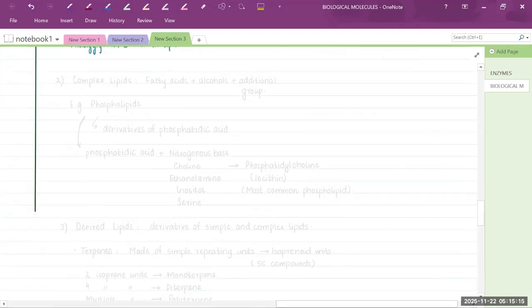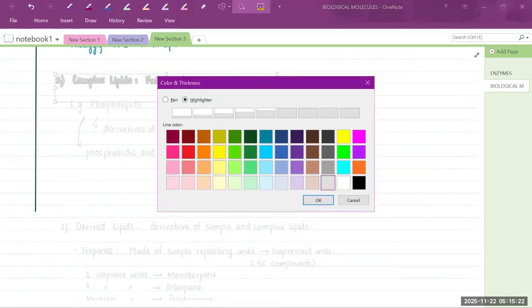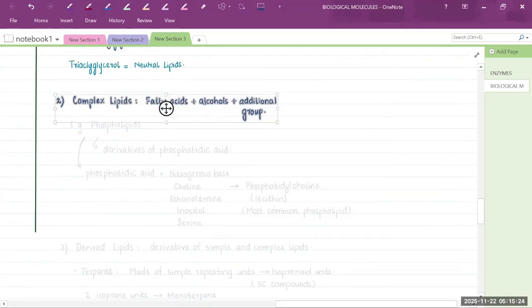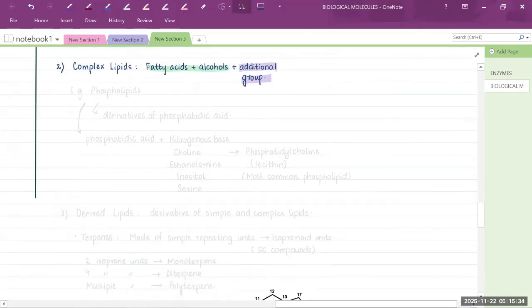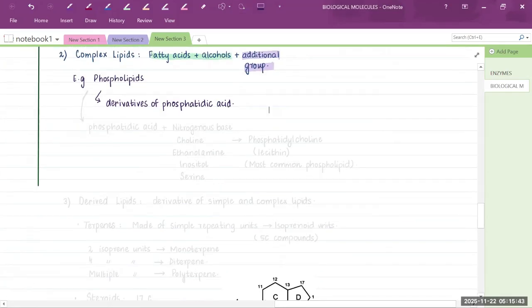Now, heading towards complex lipids. Complex lipids are esters of fatty acids and alcohols, like simple lipids, and then we have an additional group. What can be that additional group? We'll see. Examples include phospholipids, which are derivatives of phosphatidic acid. What is phosphatidic acid? It is basically the simplest type of phospholipid. You don't need to remember the structure or know too much about it.